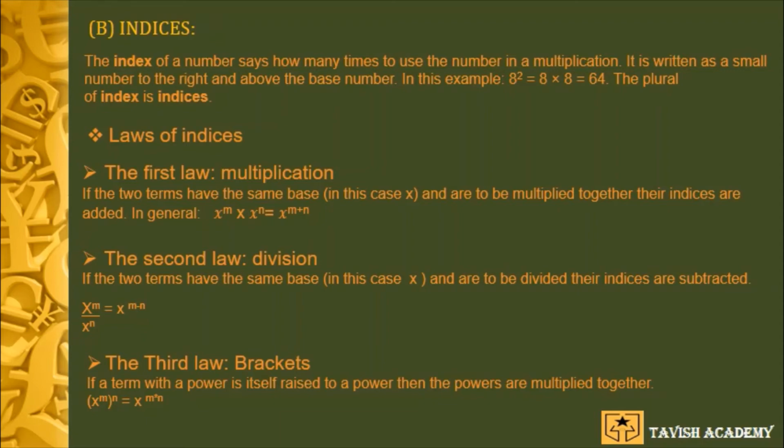The third law, brackets. If the term with the power is itself raised to a power, then the powers are multiplied together. Therefore, (x to the power of m) to the power of n will be equal to x to the power of m into n.